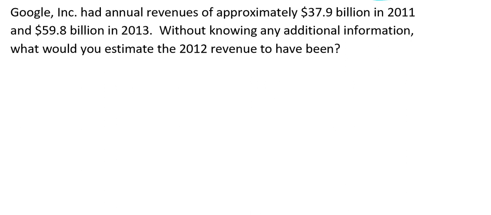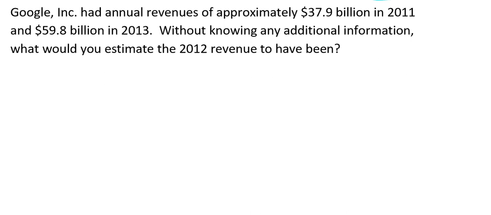In this video, we're going to estimate annual revenues, and we're going to use the midpoint formula to do it. So let's take a look at the example that we're going to be using today. Google Inc. had annual revenues of approximately $37.9 billion in 2011 and $59.8 billion in 2013. Without knowing any additional information, what would you estimate the 2012 revenue to have been?